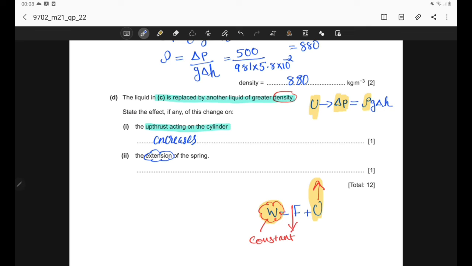So we can understand that force on spring should decrease, and the equation of force on spring is Kx, where K is a constant. That means its value is not going to increase or decrease depending upon the density. It will always be constant. So when the force decreases, definitely the extension will decrease. So we can write the extension of the spring decreases.